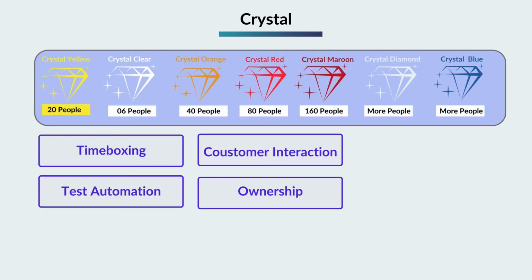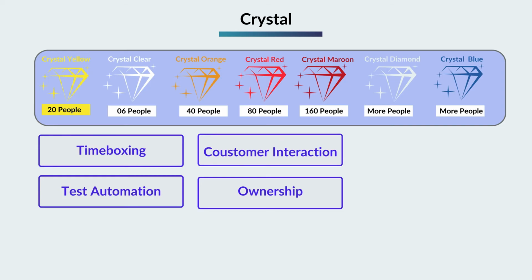Customer interaction, the framework focuses on involvement of the customer during the development phase to get their early feedback and suggestions. Ownership, the Crystal framework suggests that team members should take ownership of their work and be able to take decisions related to their work.